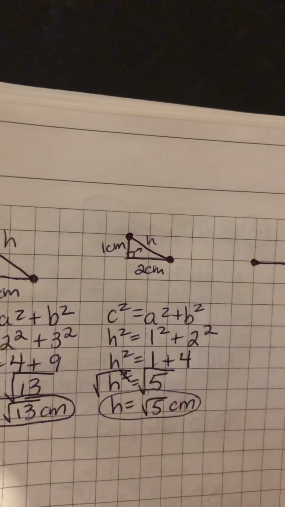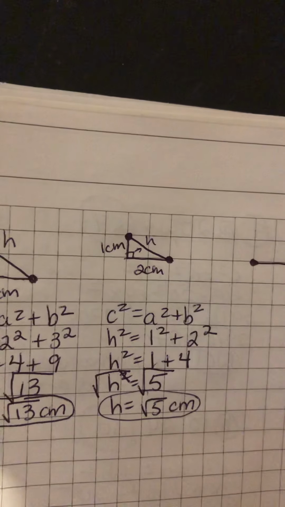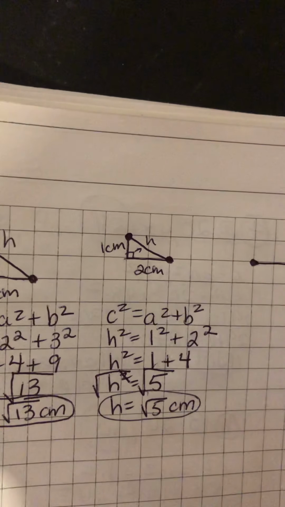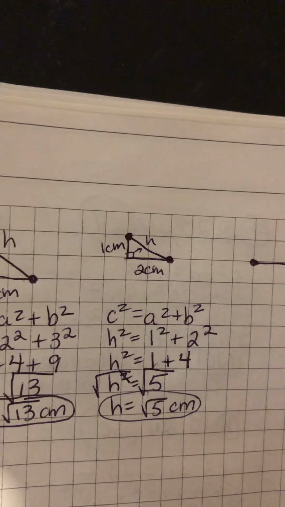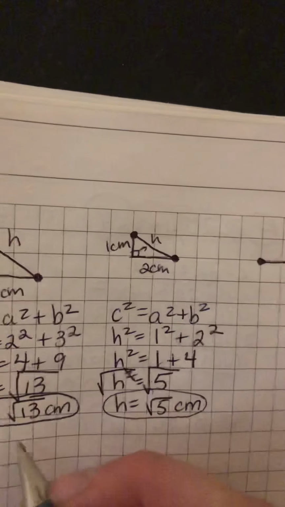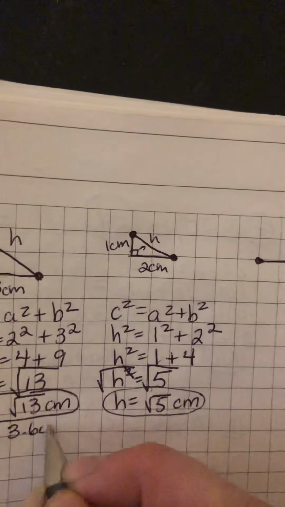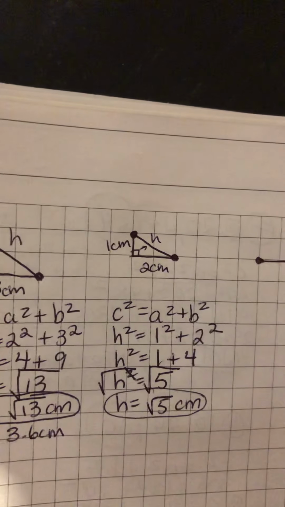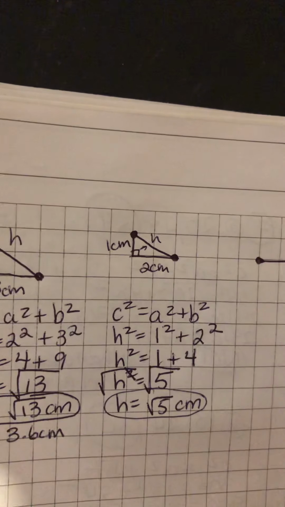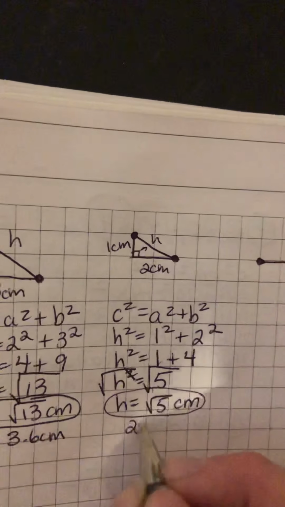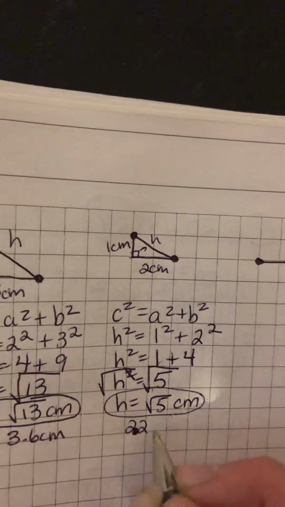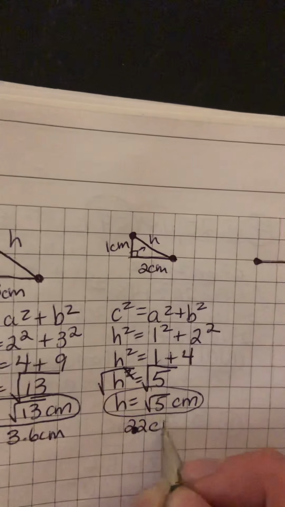It also asks to put these to the 1 decimal place, so if we put in square root 13 for the first answer, we get 3.6 centimeters, and square root 5 is 2.2 centimeters.